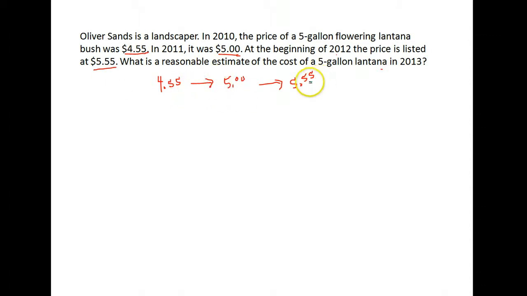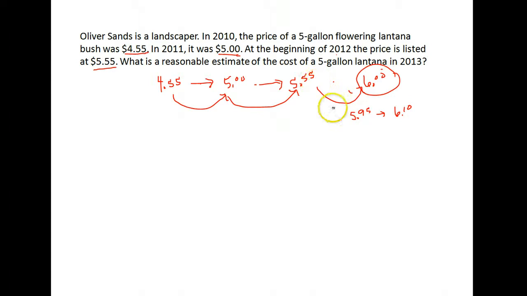If it follows this same pattern, notice it went from $4.55 to $5, and then up to $5.55. We would probably expect it to jump somewhere around $6. A reasonable estimate would probably be anywhere between $5.95 and like $6.10. But we would expect it to be somewhere around $6, so just making a reasonable jump. We wouldn't expect it to jump up to $8 or $10, and we wouldn't expect it to drop down lower than it is right now.